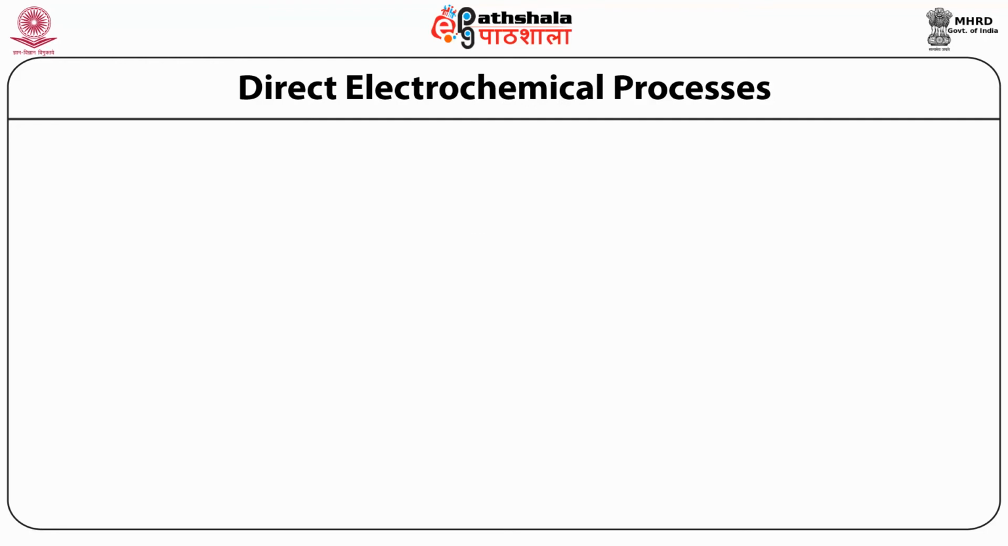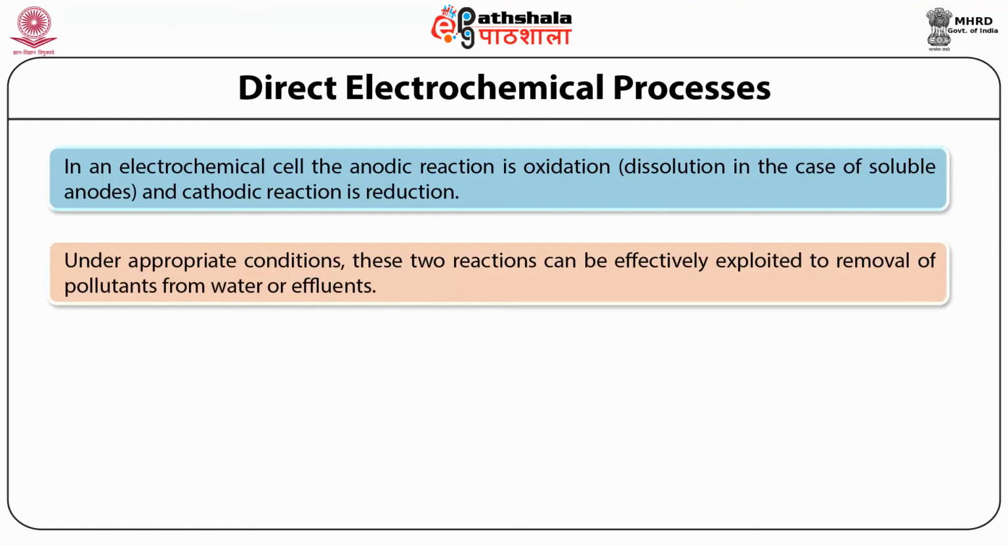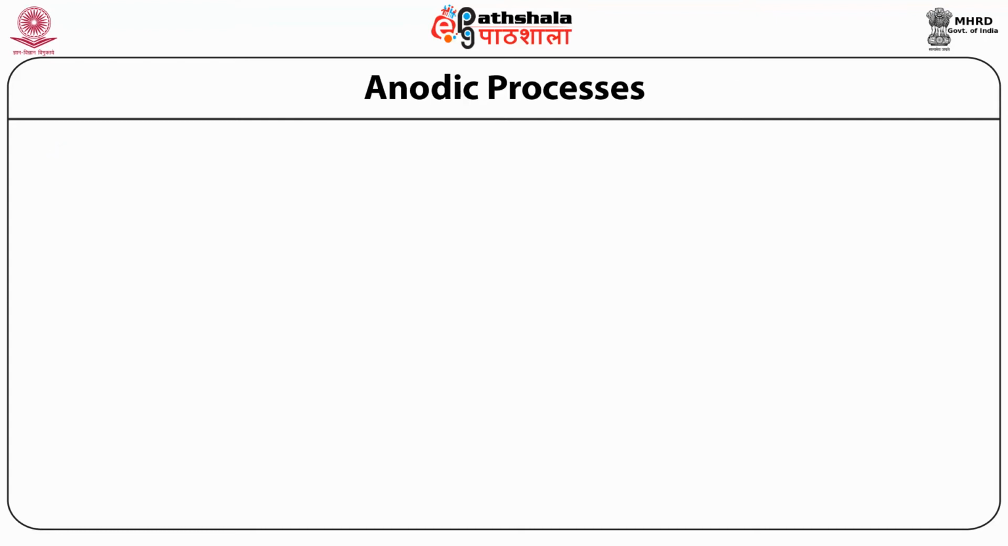The next is the direct electrochemical processes. In an electrochemical cell, the anodic reaction is oxidation. It means dissolution in the case of soluble anodes. And the cathodic reaction is known as reduction. Under appropriate conditions, these two reactions can be effectively exploited to remove pollutants from the water or the effluent. Now first we will discuss the anodic processes.